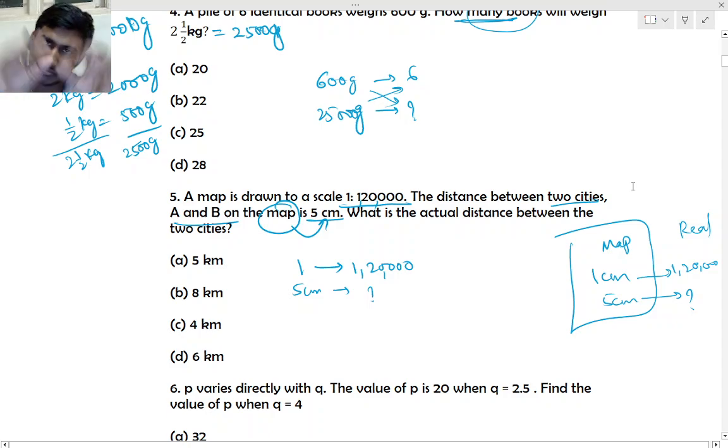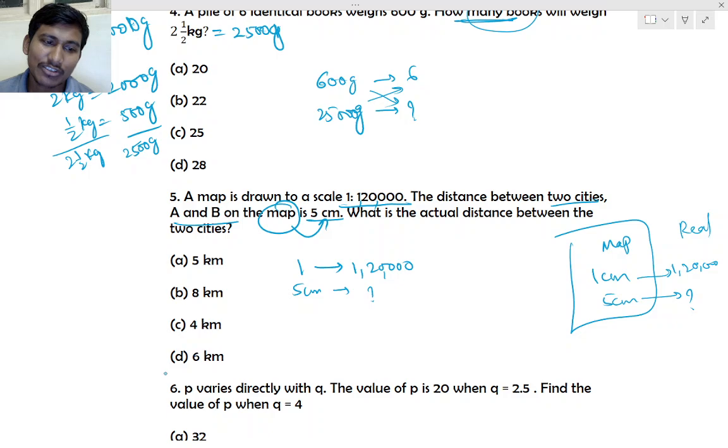Right? The map will be smaller, just paper, but the real will be big, right? Like that, 1 centimeter on the map means 1,20,000 centimeter on the ground. So 5 centimeter on the map they have given. 5 centimeter on the map means how many centimeters on the ground? Then you have to convert that into kilometer. First you find it in centimeter and convert it. So 12 into 5 is how much? 60. So it will be 6 lakh. 6 lakh centimeters means how many kilometers? 6 kilometers. Right? So the answer will be option B.